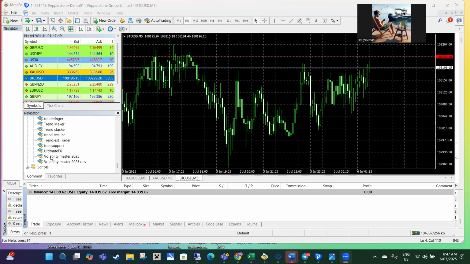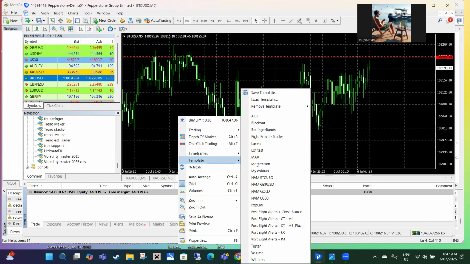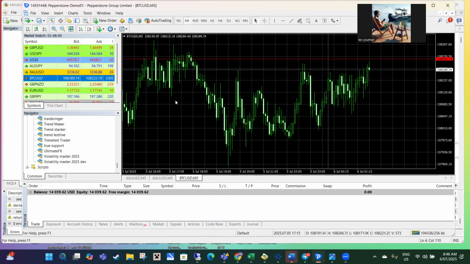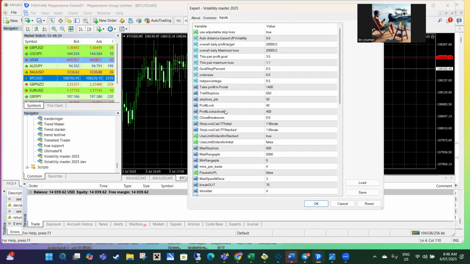But anyway, normally you would just come down to template and select the template that you want to put on a blank chart. I don't have one for Bitcoin on this particular trading platform. And then it would set the colors to what you're looking at now. It would load the software and all the specific settings for that software all onto the screen at once for you. But if you don't have that, the only other option is to drag that software onto the screen like this. And then you've got the settings.